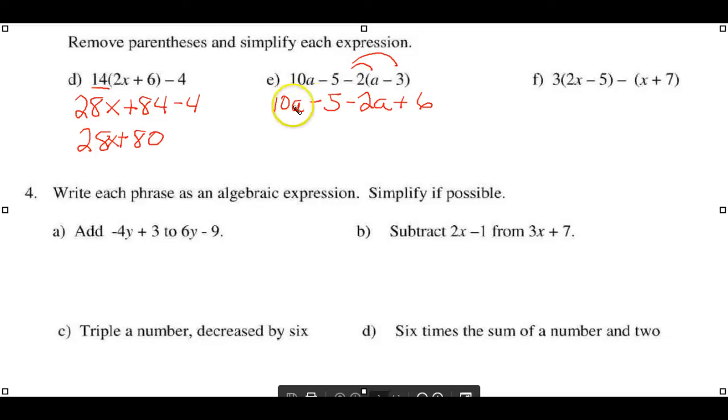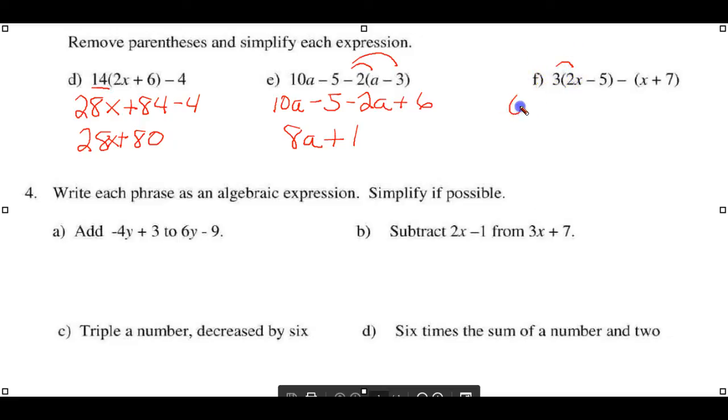Now for something like this, you can do it mentally. Your like terms are the a's. So this gives you 8a. And then a negative 5 and a positive 6 gives you a positive 1. Now again, they're combining things as we prepare for working with equations in our next section.